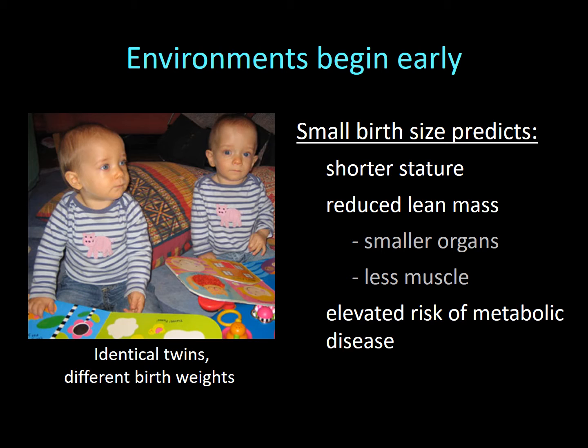The lighter born twin is also at elevated risk of developing chronic metabolic diseases like cardiovascular disease, type 2 diabetes, atherosclerosis. She's more likely to eventually have a heart attack or stroke than her heavier born twin. And this is just based on environments in the womb that led to their different birth weights.